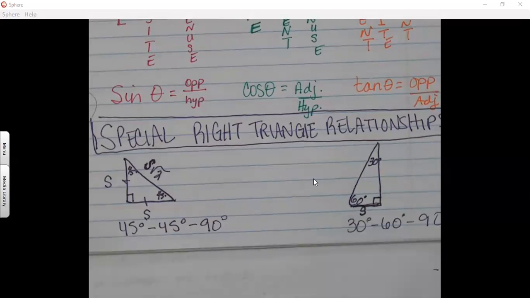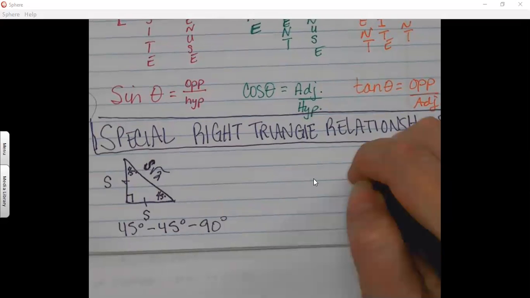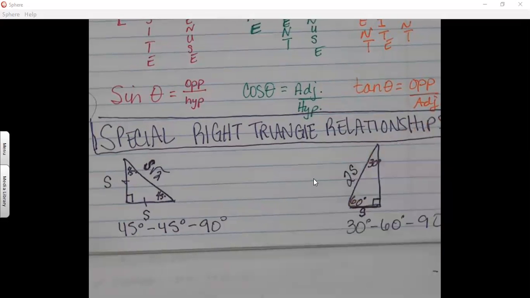The hypotenuse is twice as long as the shortest leg on a 30, 60, 90. So if the hypotenuse is twice as long as the shortest leg, how would we write that? Yep, S times 2, or we would say 2S. Twice as long as the shortest leg. So if my shortest leg is 10 centimeters, how long is the hypotenuse? 20 centimeters.